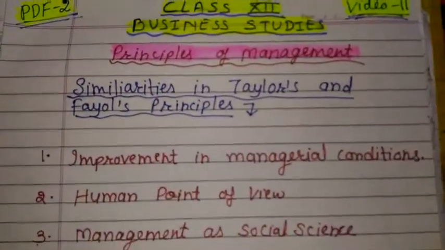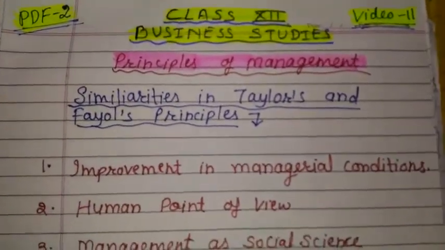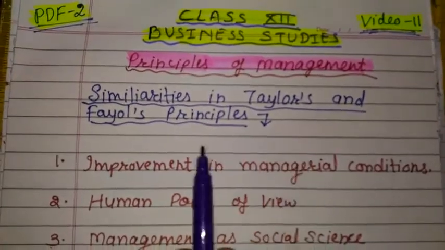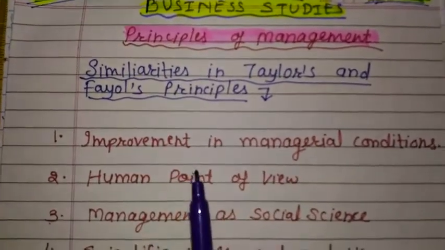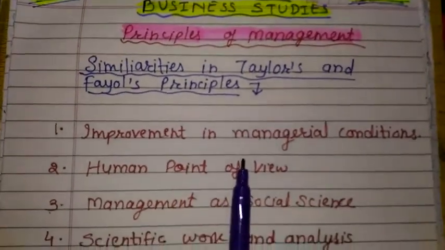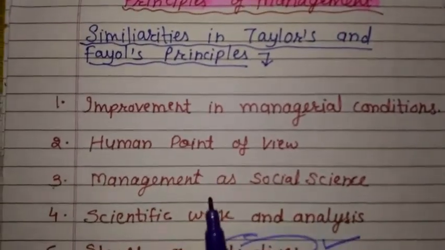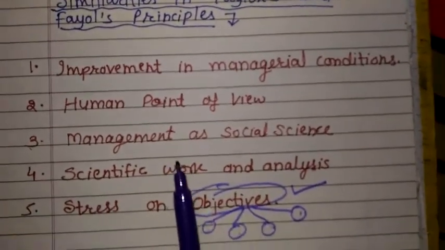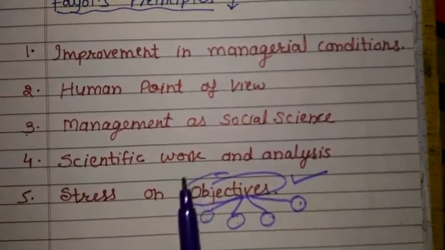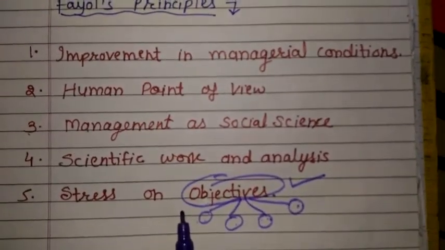So in this video, you understood the similarities in Taylor's and Fayol's principles: improvement in managerial conditions, human point of view, management as a social science, scientific work and analysis, and stress on objectives.